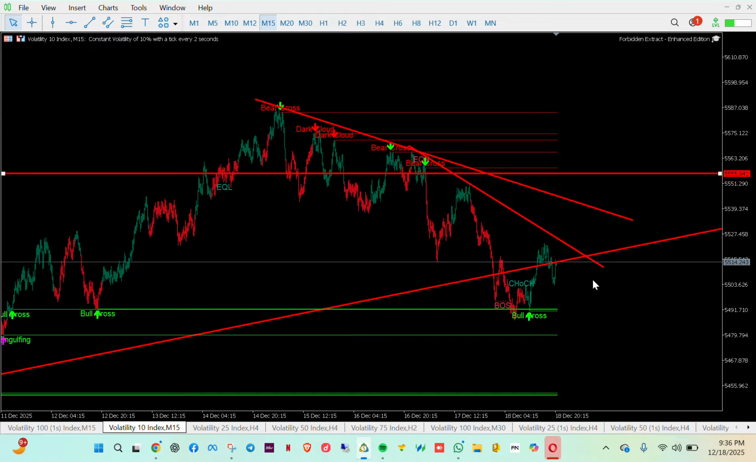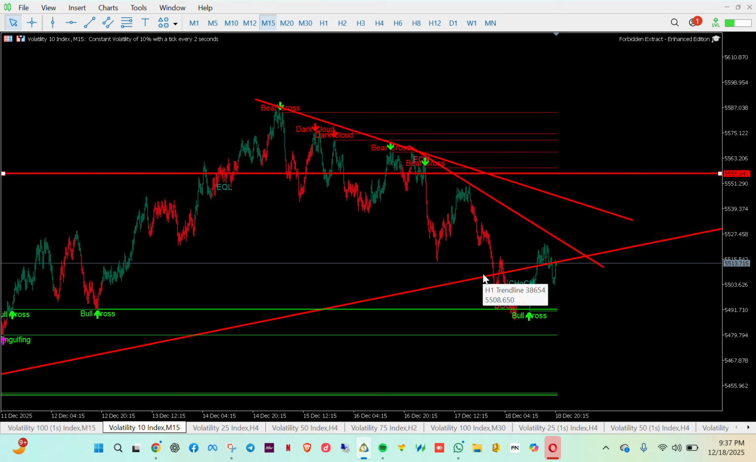So something like this. Now you can see that it has given us change of character, COCH, change of character here. This change of character that the market gave us means that this buy that you are seeing has finished. So the market wants to change character to a sell. Do you understand? That is what this COCH means.